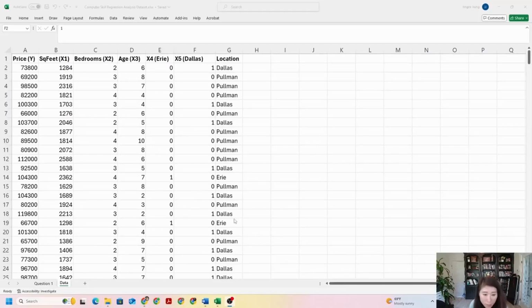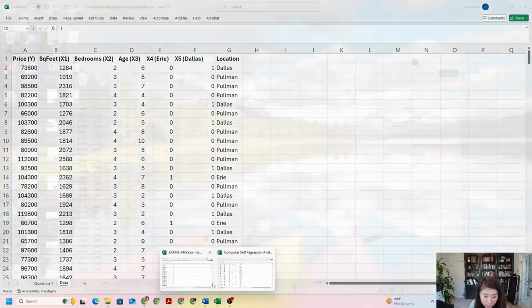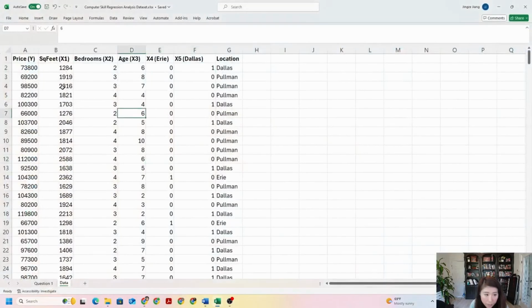Okay, so in this video, we're going to look at addressing the second question: determine the multiple regression equation that considers x1, x2, x3, x4, and x5. And also we're going to interpret the 5 partial coefficients. Okay, so the data set we're using here is this one.